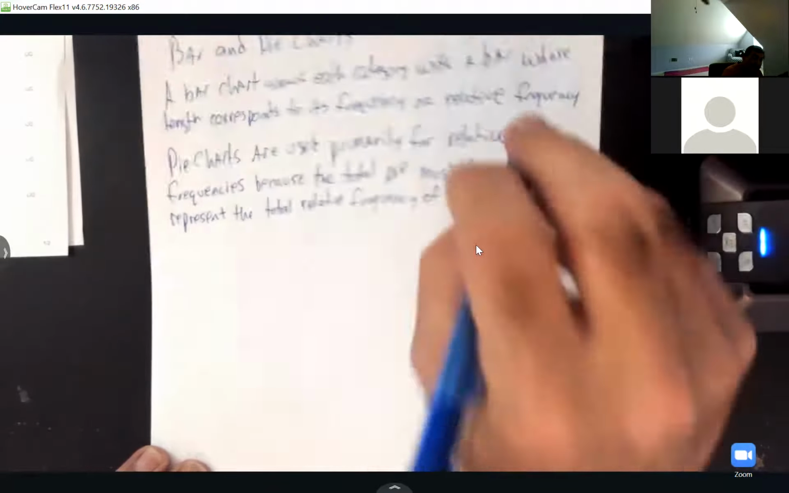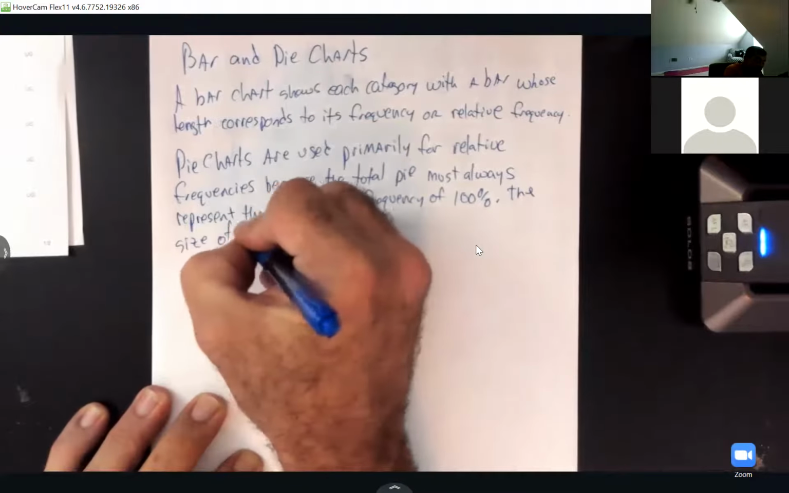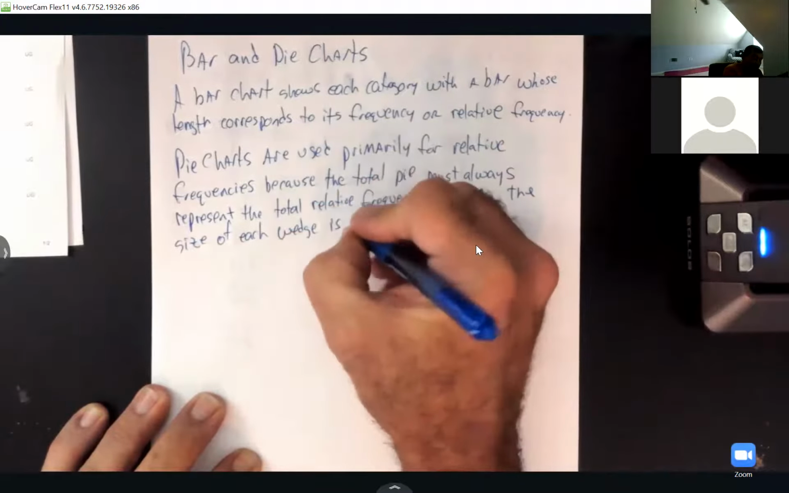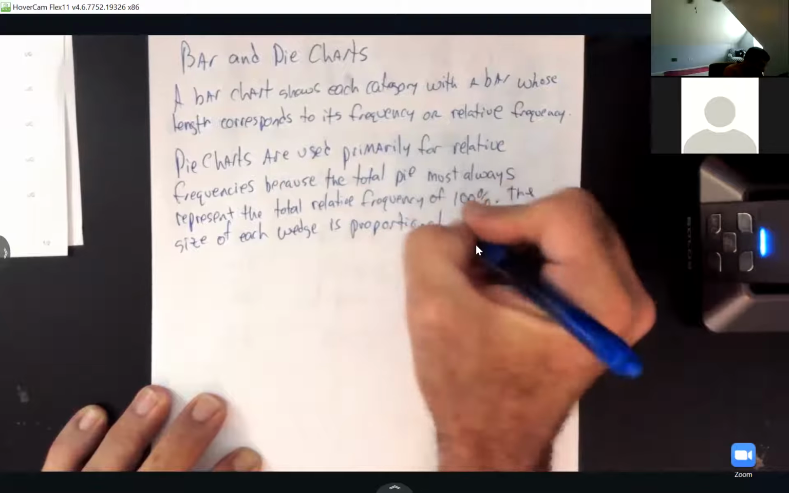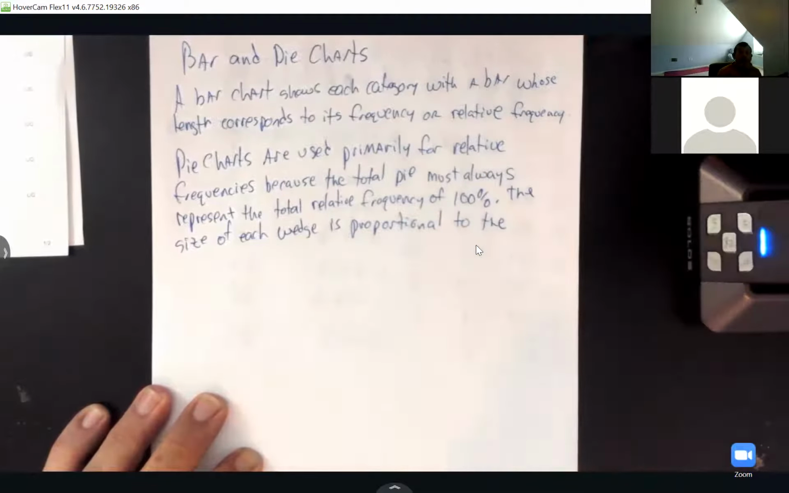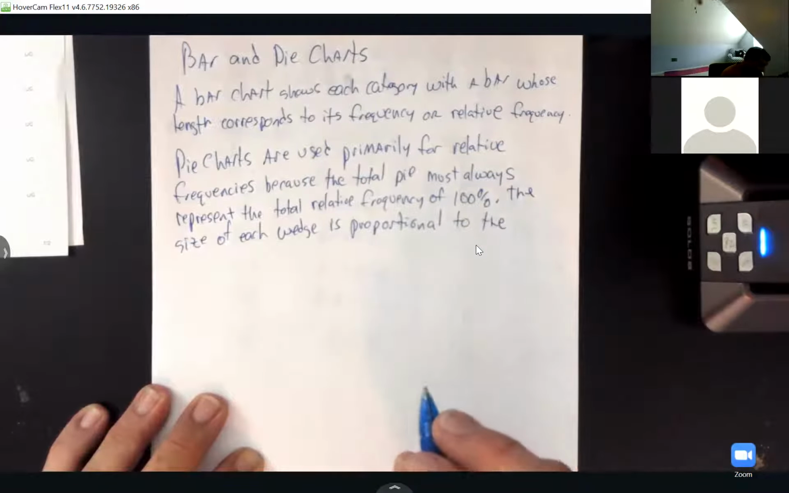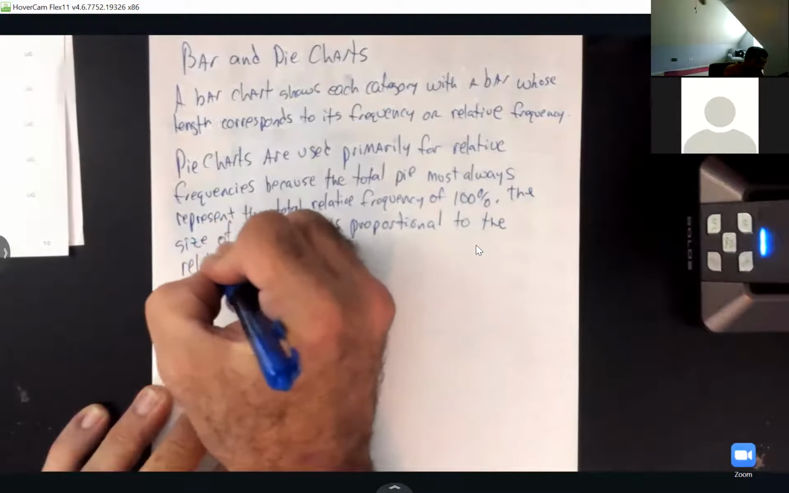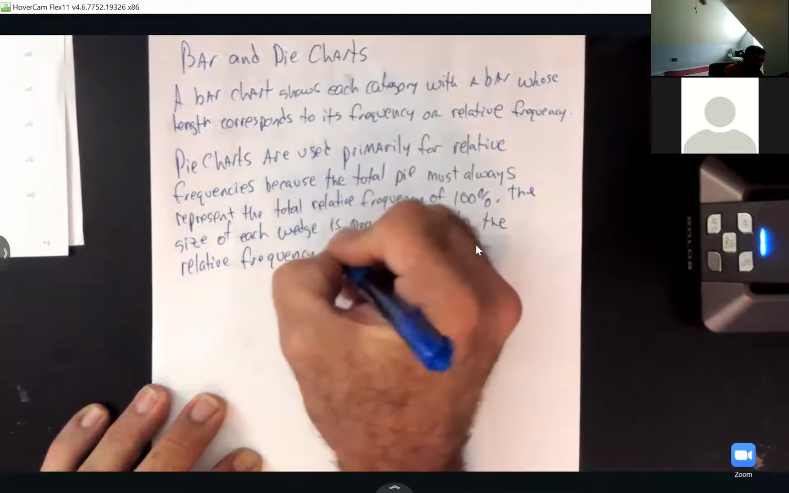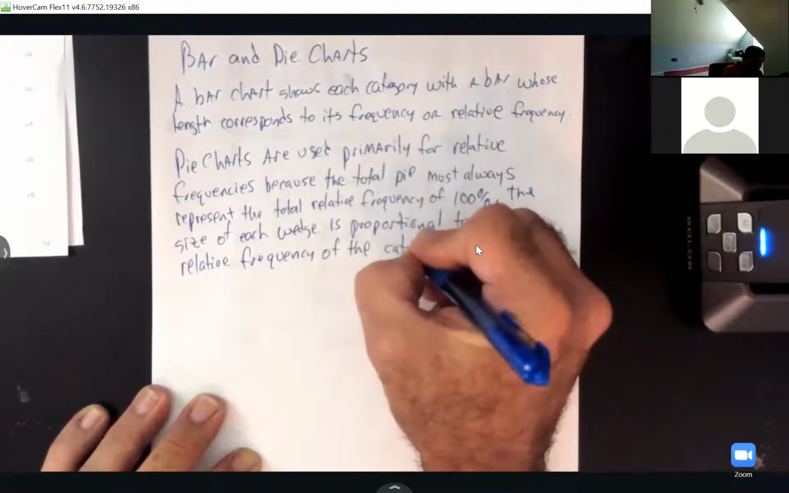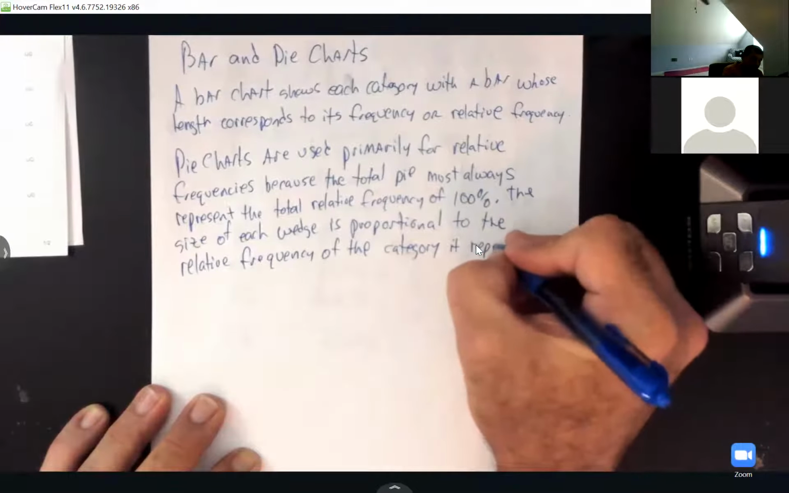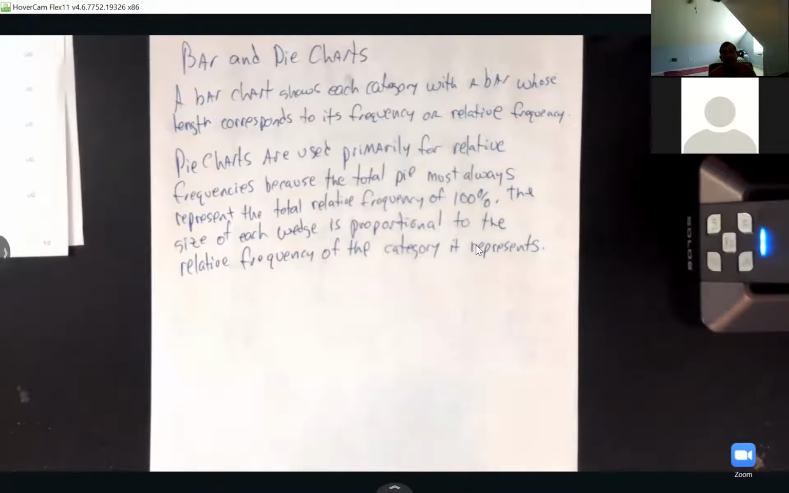And then remember, the size of each wedge is proportional to the relative frequency of the category it represents. Okay, so the size of them pieces of that pie are going to be proportional to how much it's really happening on its relative frequency. So if I had a half of a pie colored in with one of my categories, then that would be 50% of that pie, okay?